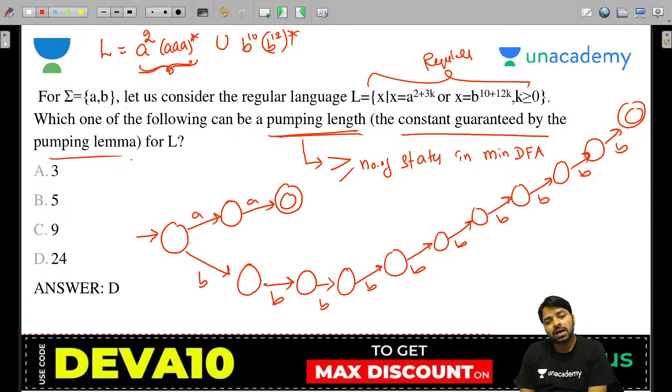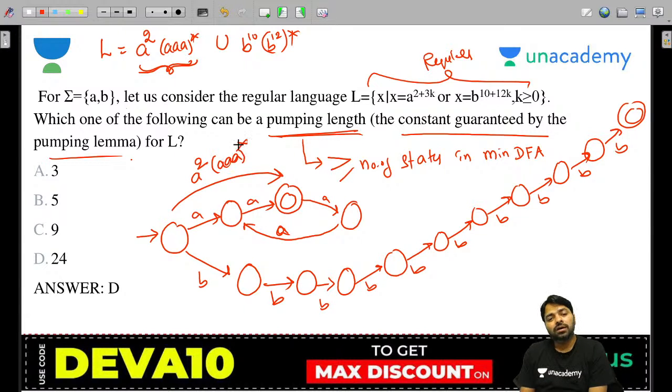So what I do is, I go to somewhere on A, I will take the help of this state. Now every 3 a's, can you come back to final or not? Yes. This side, we will accept (a^3)*. And this side, I want to make every 12 b's, I need to come back to final.